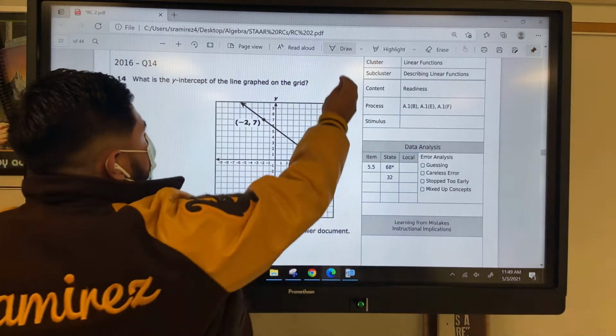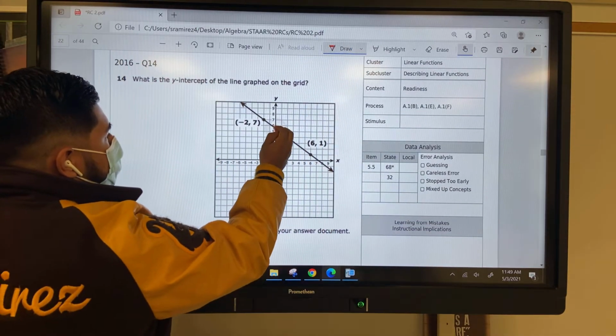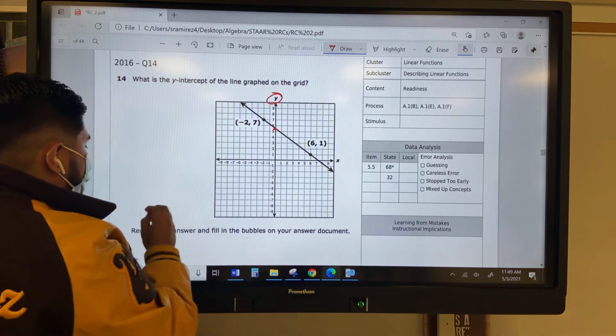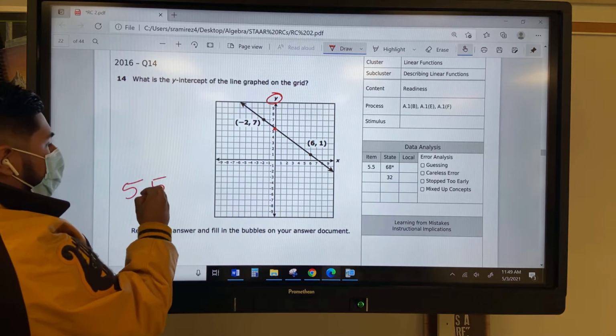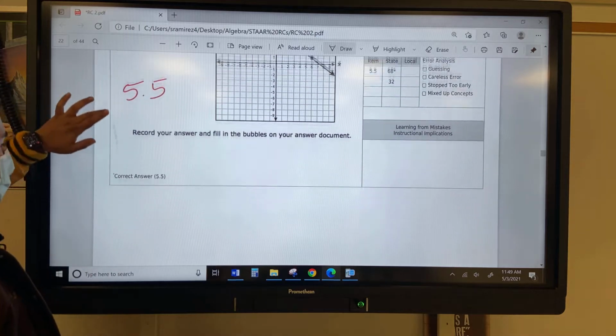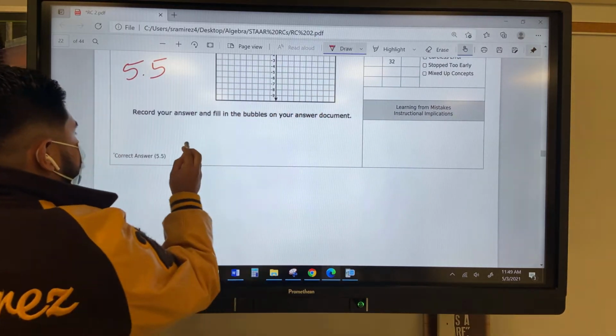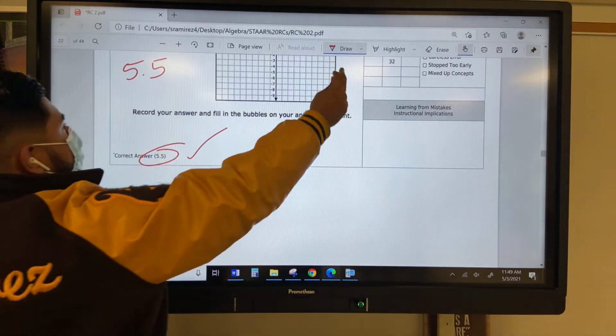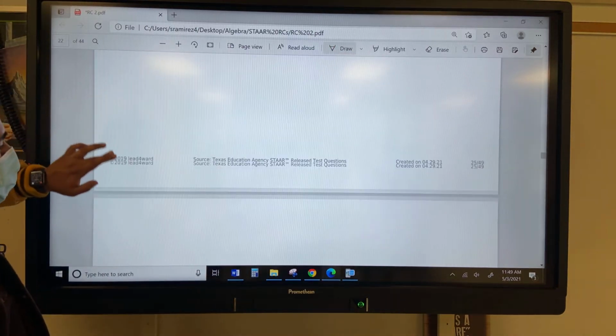What is the y-intercept of this graph? Y-intercept is right here. Looks like 5.5. Let's double check. 5.5. Check mark. Mr. Ramirez is on it. Hasn't missed the problem yet.